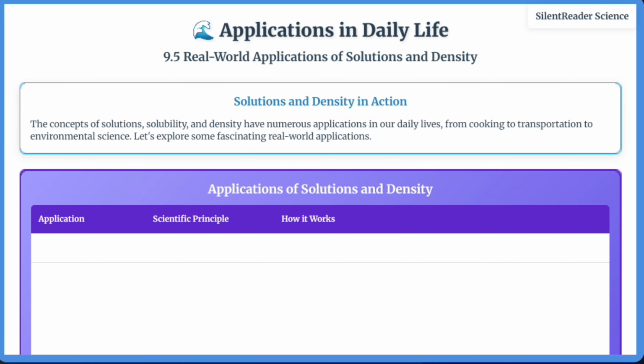Submarines use variable density by taking in or expelling water to sink or rise. Hot compresses use supersaturated sodium acetate solutions that release heat when crystallizing. Traditional Indian preparations like panchamrit show practical understanding of solution chemistry in daily life.